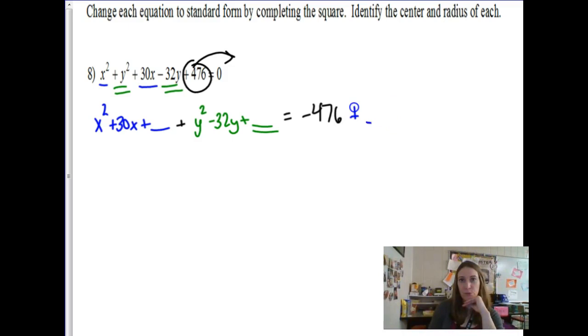And then those blue and green blanks we need to add to the other side of the equation to keep it balanced. Alright, so half of b squared would be 15 squared, so 225 again. And then 16 squared is 256.